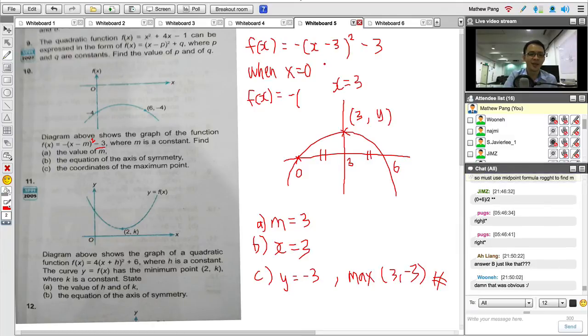This is negative 9 minus 3, which is negative 12. Damn, that was obvious. I would say this question is so weird. When x is 0, this is negative 9, negative 9 minus 3 is negative 12. So the y-intercept should be negative 12.